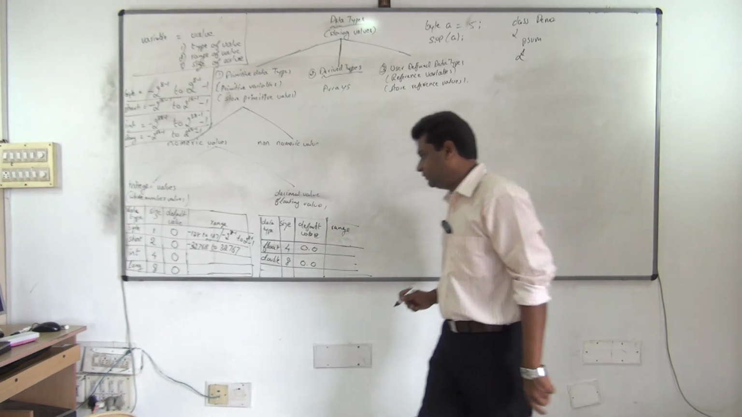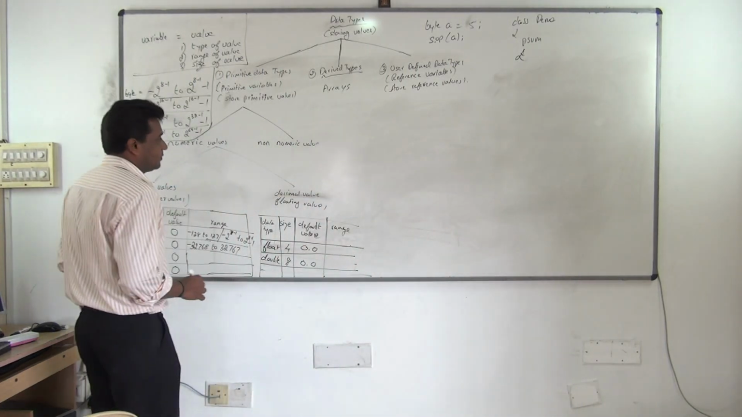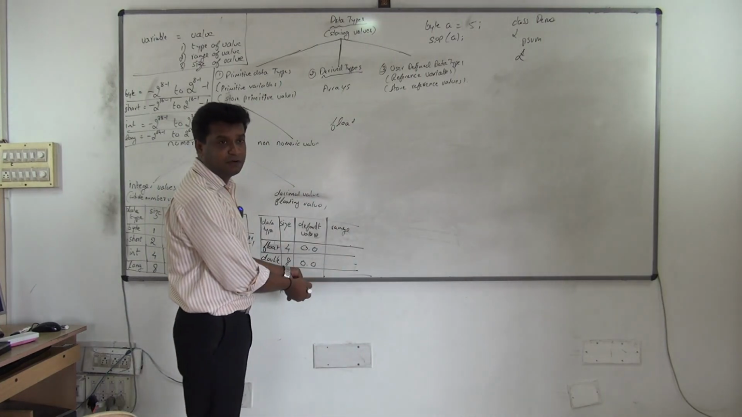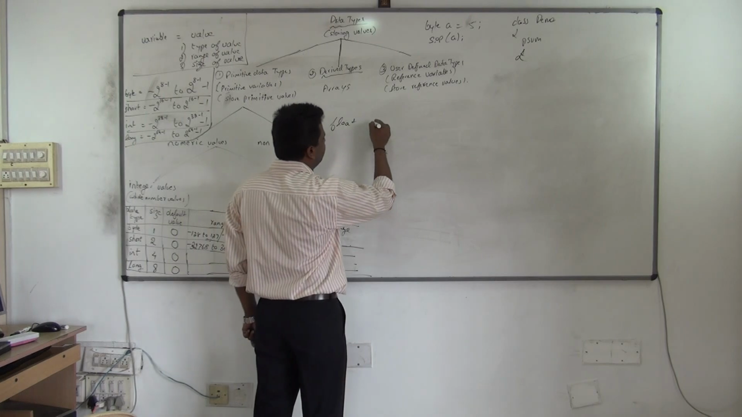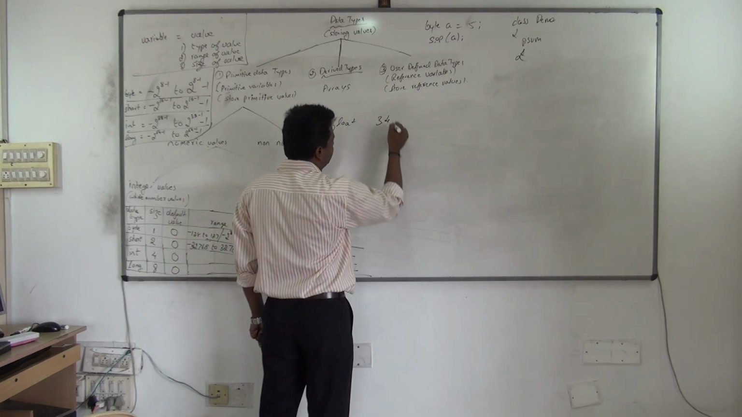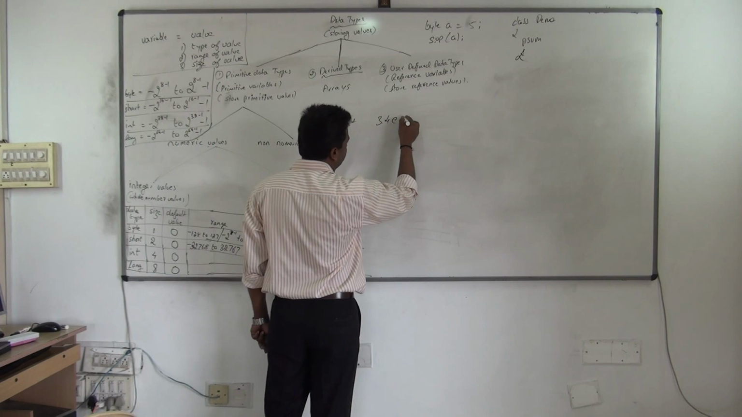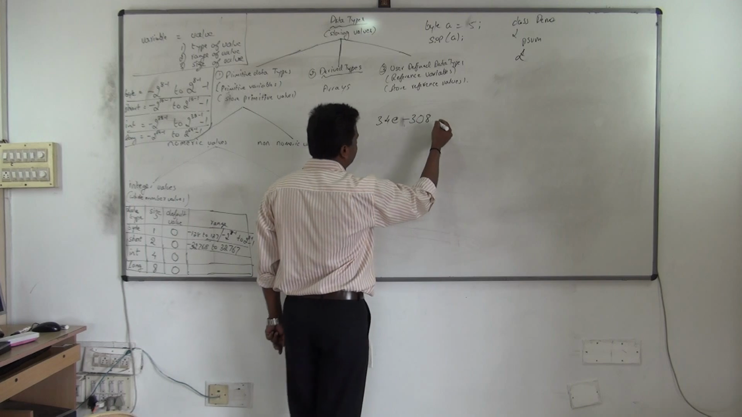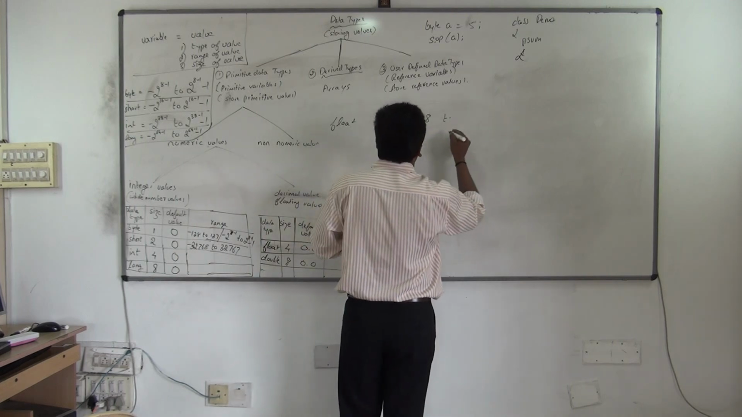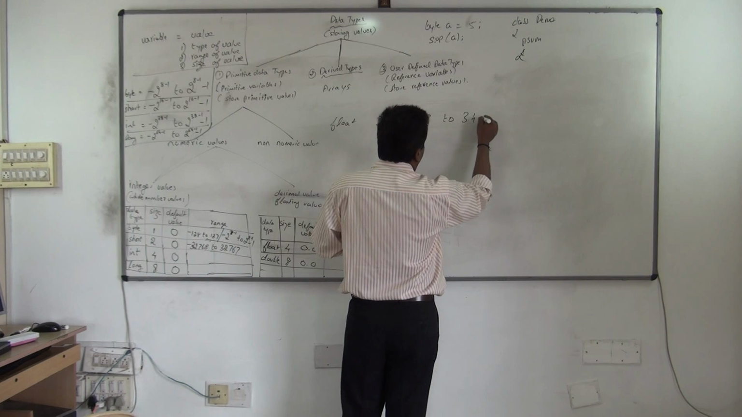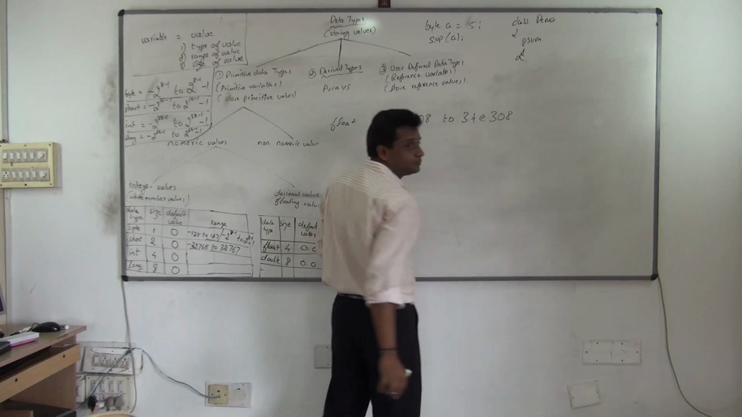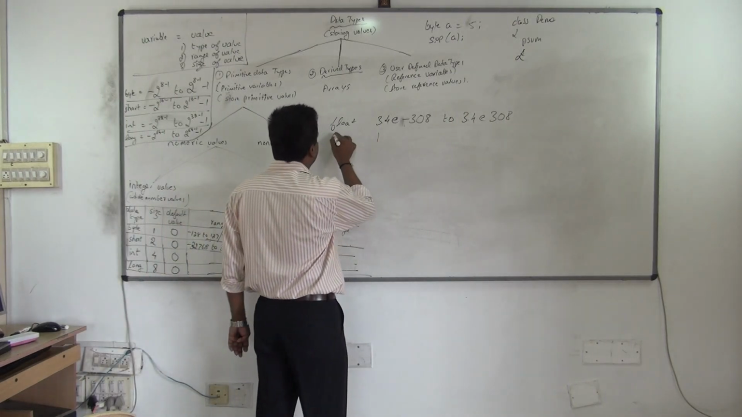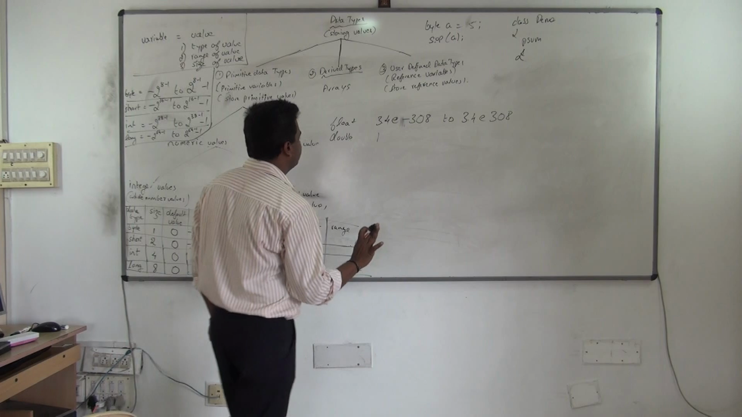Next is range. I'll write it off. I'll write it here first, for float, because it will be visible. If I write here, it might not be visible for you. Float range will be 3.4 E minus 308 to 3.4 E 308. I'll explain what that is, don't worry. Double is, one second.